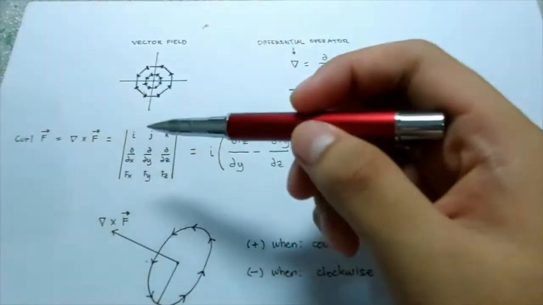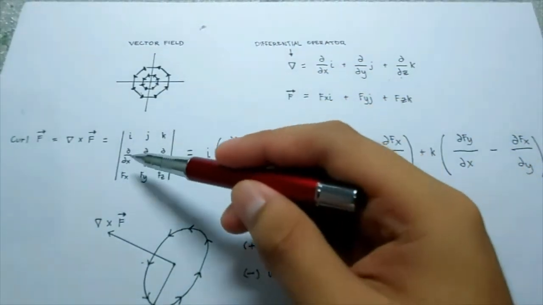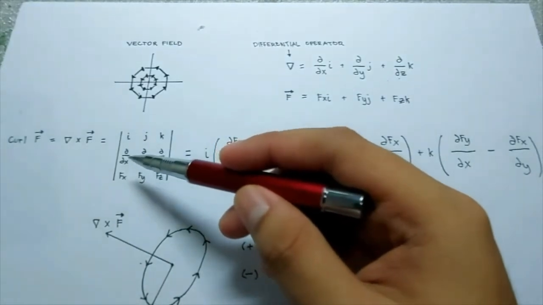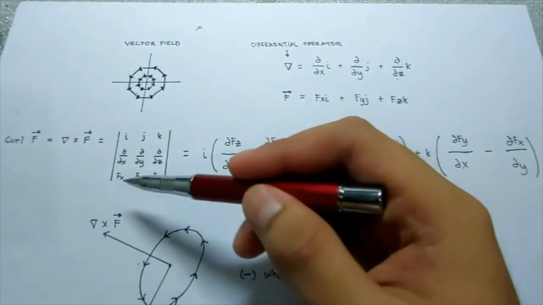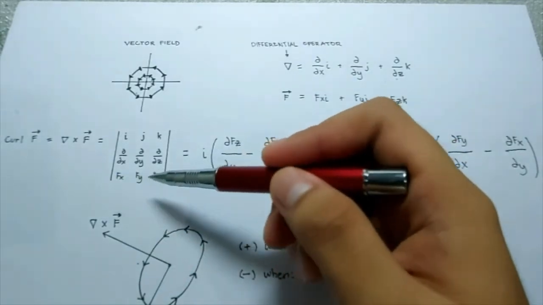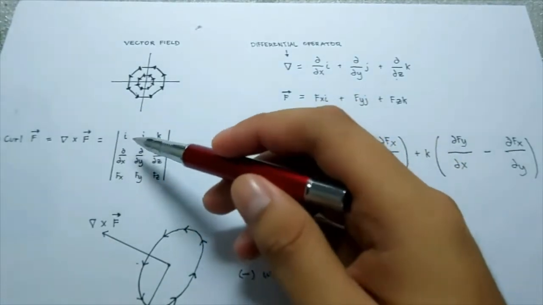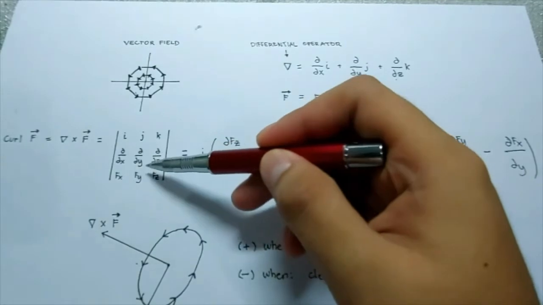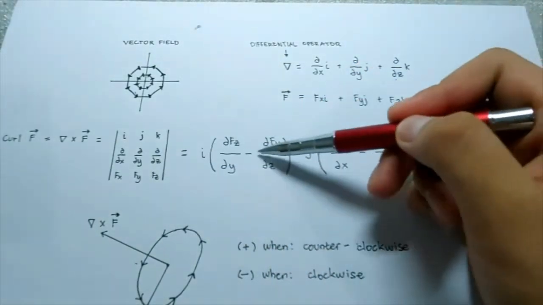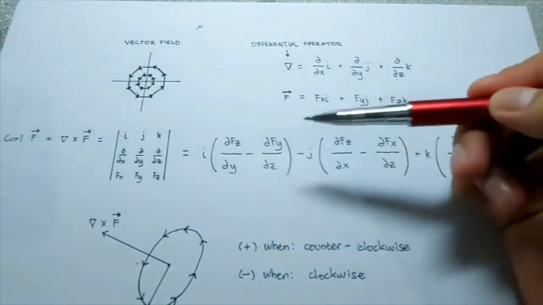By using the matrix format of i, j, and k on the first row, on the second row we would have the partial derivative with respect to x, y, and z, and lastly the x, y, and z components of the vector field. Now we take the first element, i, times the partial with respect to y times the z component minus the partial with respect to z times the y component.